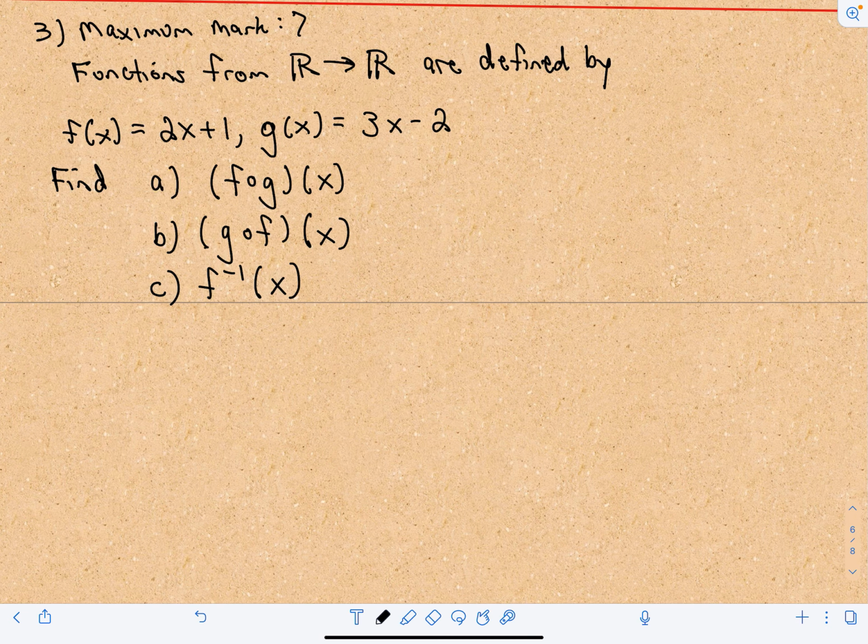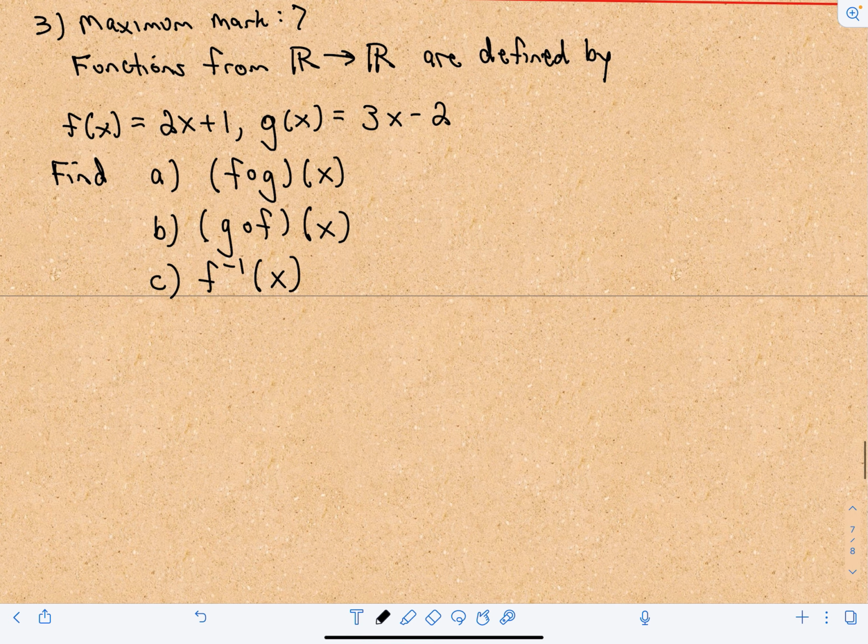Okay, so this will be question number 3 from the sample IB exam from paper 1. This one has to do with composition of functions, and then also one about finding an inverse. I think this one should be relatively straightforward. So we have a function from the set of real numbers to the set of real numbers, and that's what you're going to be working with in this exam anyway.